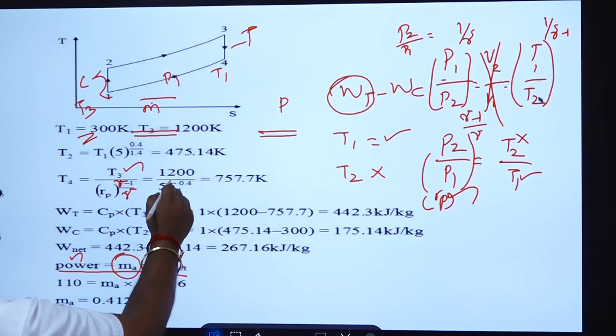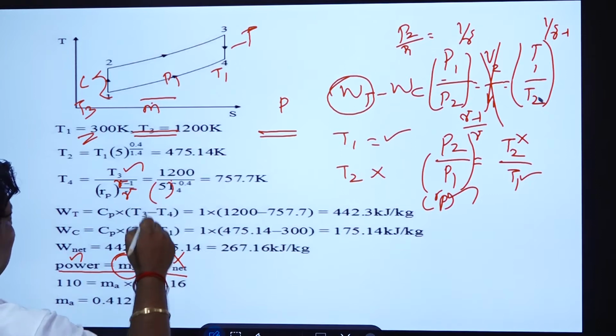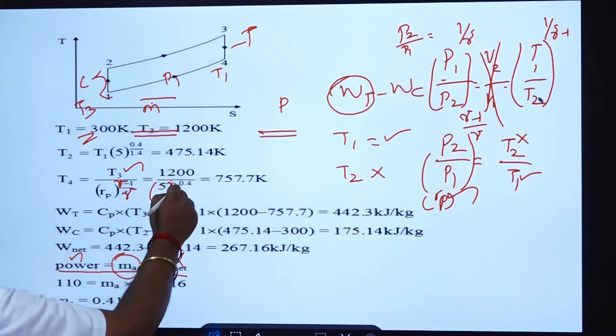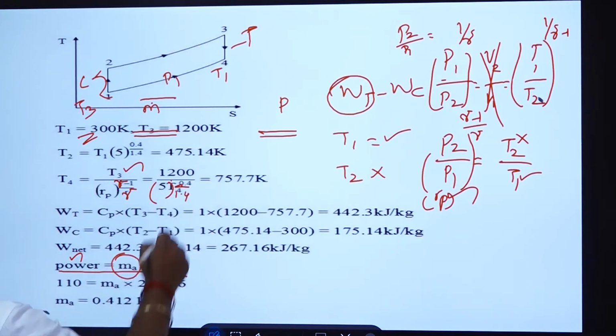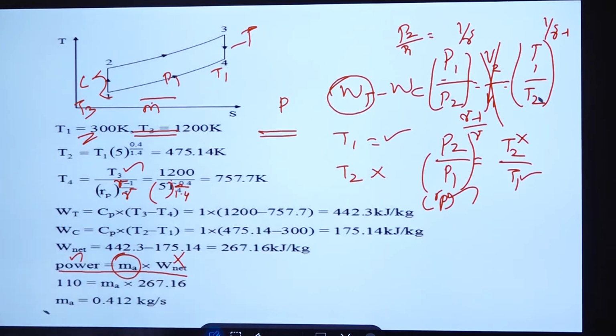So 5 into this, what is that, Rp? Rp is 5 whole power 0.4 by 1.4. Okay, so you can get the value of this T4. So substitute in this turbine and this compressor equation, and you can get the value of the net work done. Since you know the value of power already and now the net work done is known to you, you can easily find the value of ma.